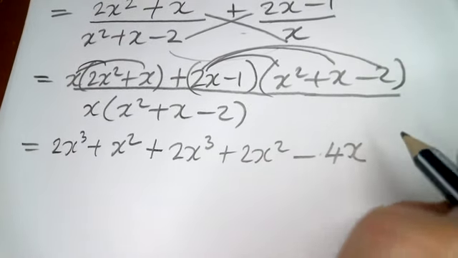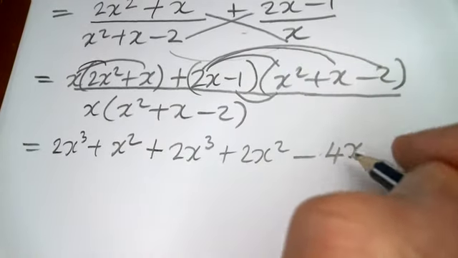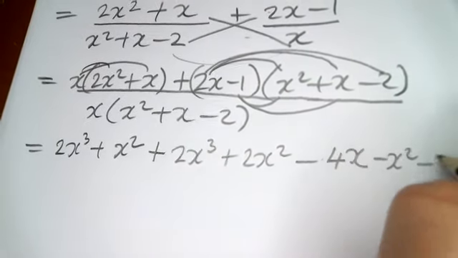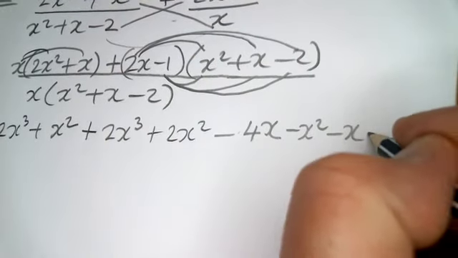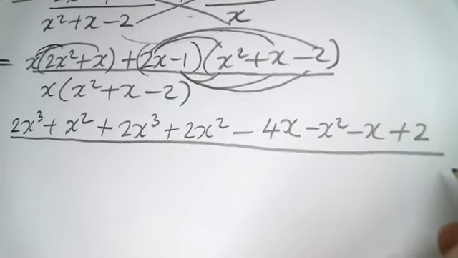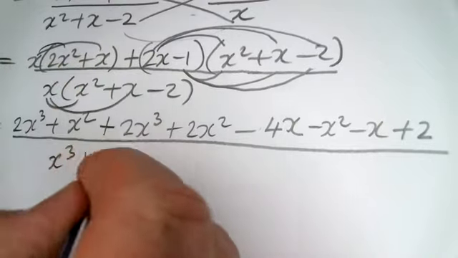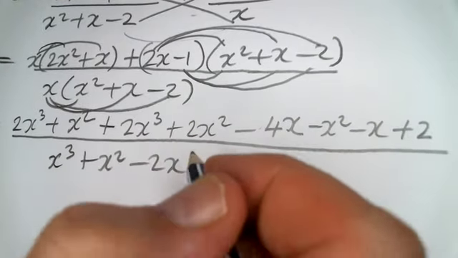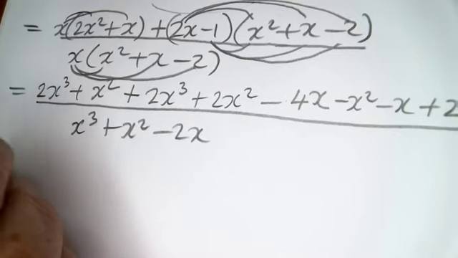Now, this don't stop, does it? Minus 1 times x squared is minus x squared. Minus 1 times x is minus x. Oops, we're going to run off the screen here. And then minus 1 times minus 2 is plus 2, all over, and I'm going to have to expand this bit on the bottom now. X times x is x cubed, plus x times x is x squared, and x times minus 2 is minus 2x. So a whole bunch of collecting like terms. It's a bit longer than I thought it was going to be. All right, let's see what we end up with.